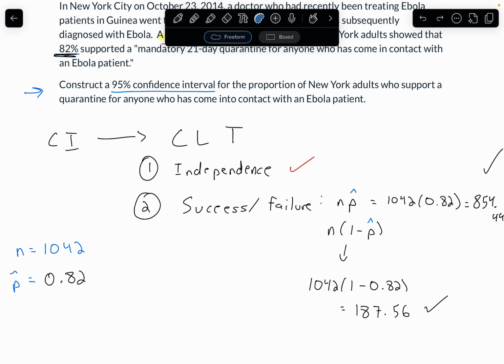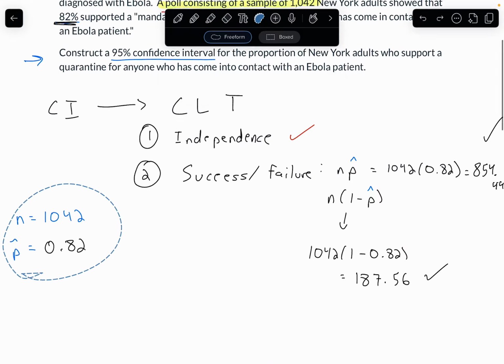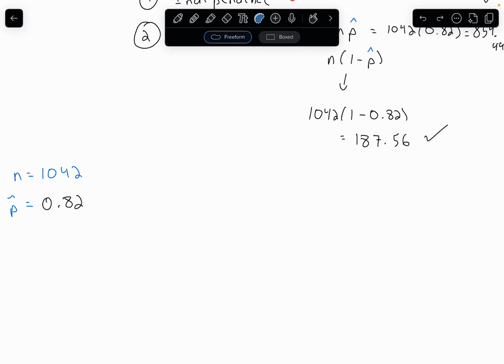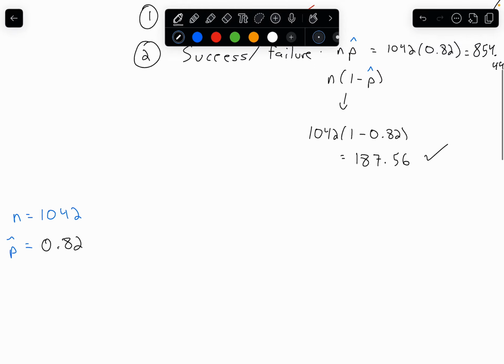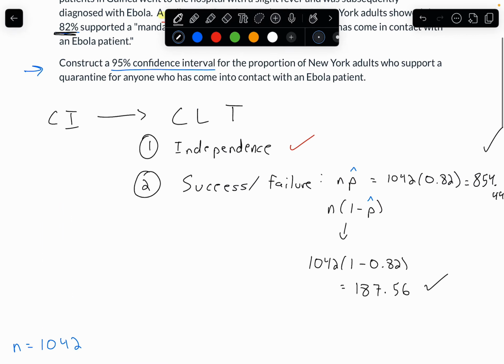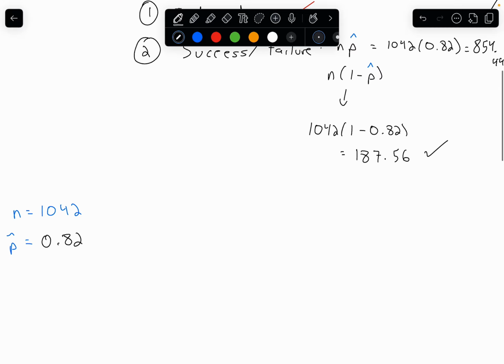So we are going to need to know what n is, and we are going to need to know what p hat is. So let's bring those down here. If I'm going to build, and actually I should also make a note of what my confidence level is. We set a 95% confidence interval. So our confidence level is 95%. We're going to need that number eventually.